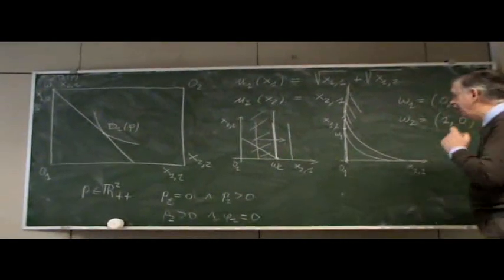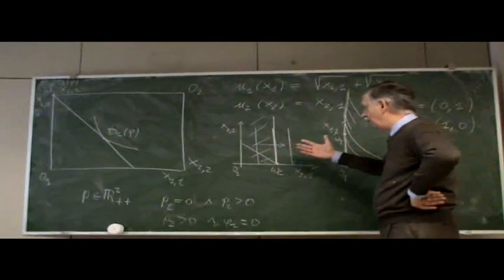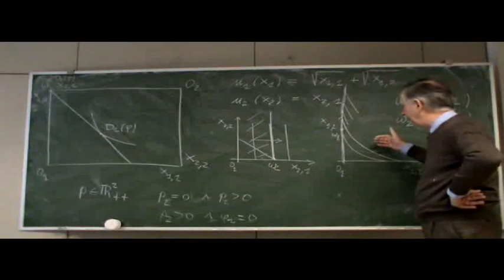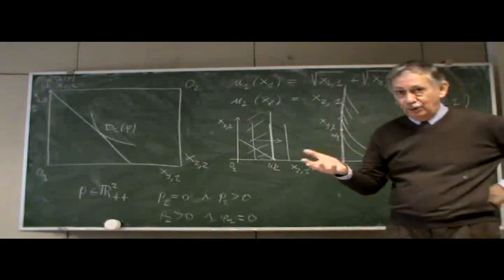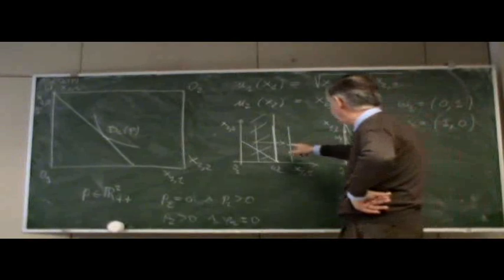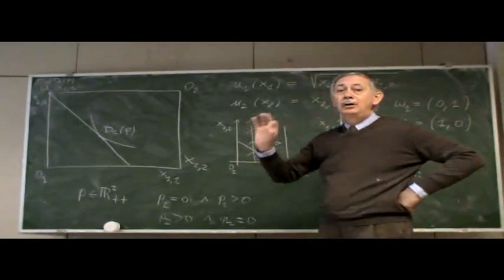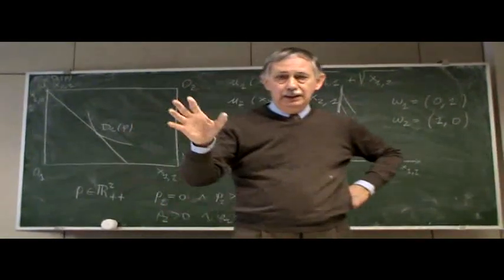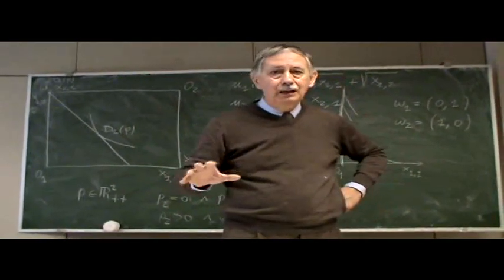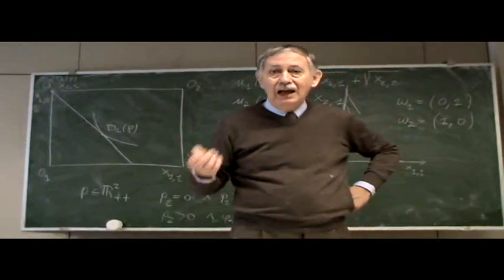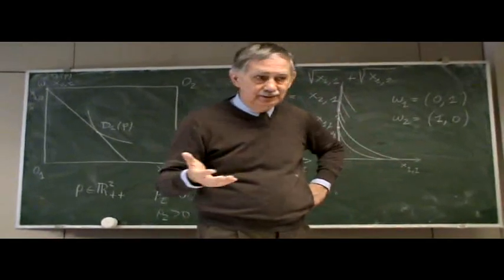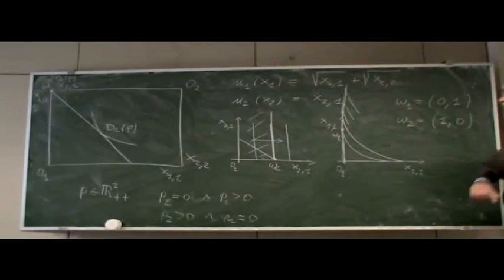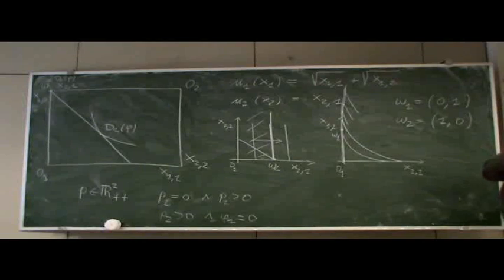Moreover, note that in this case preferences are monotone. In the case of consumer 1, they are also strictly monotone. But in the case of consumer 2, they are only monotone, because any increase in good 2, given the quantity of good 1, does not produce any increase in utility. So these are the problems with this case.